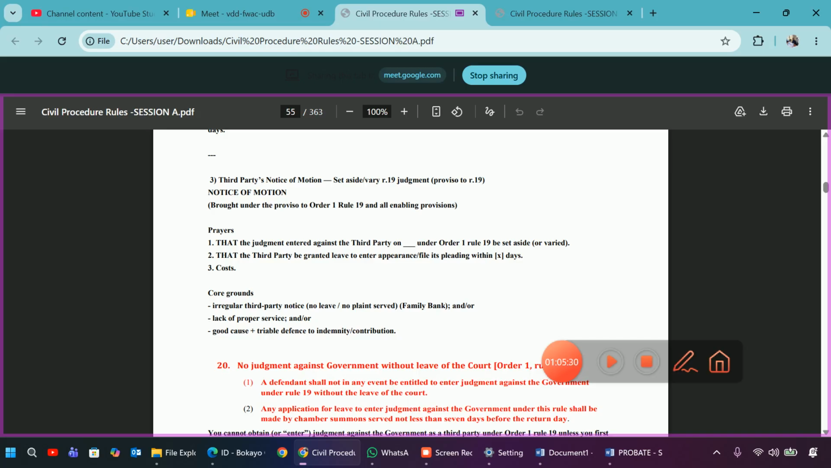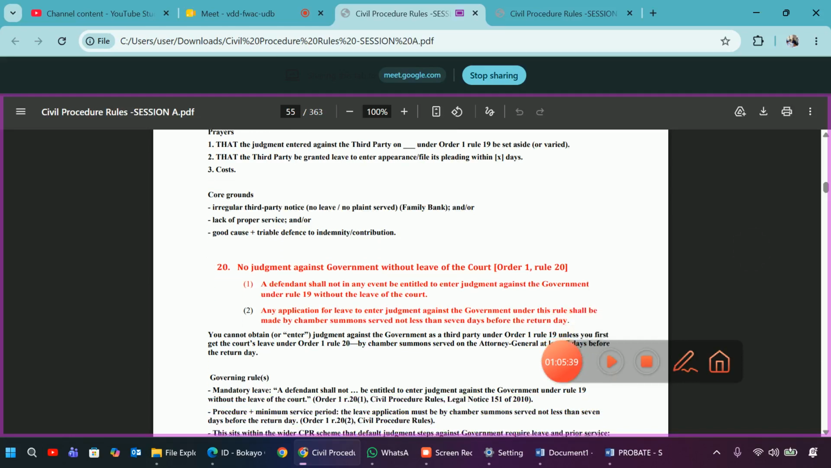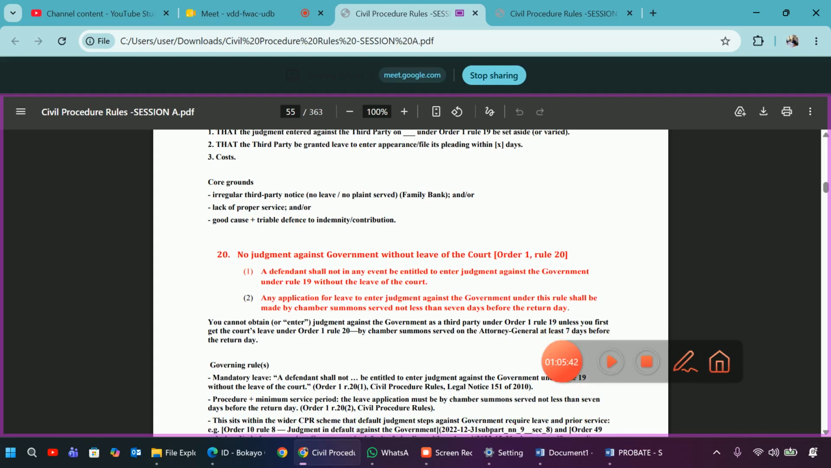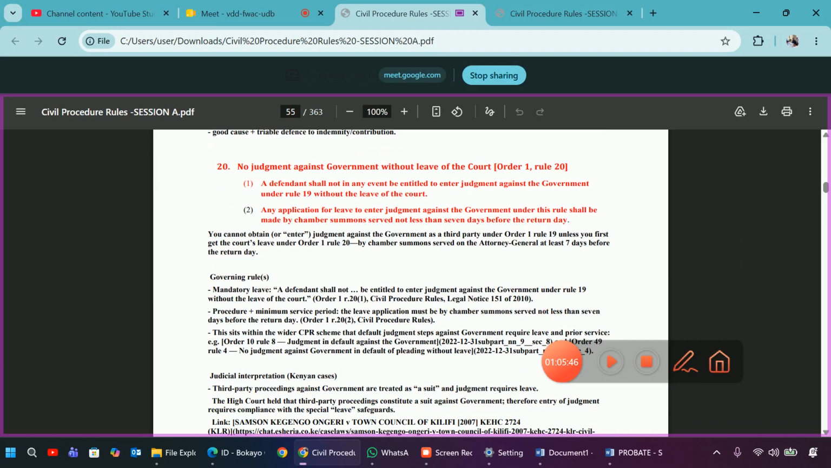So maybe the core ground that they are relying upon is irregular third party notice, where there was no leave or no plaint was served, and lack of proper service, or good cause and triable defense to counter the indemnity and contribution angle. Now, no judgment against government without leave of the court. If you failed to obtain leave through the chamber summons, then you do the notice of motion application against the government after expiry of 7 days and after being granted leave by the court.